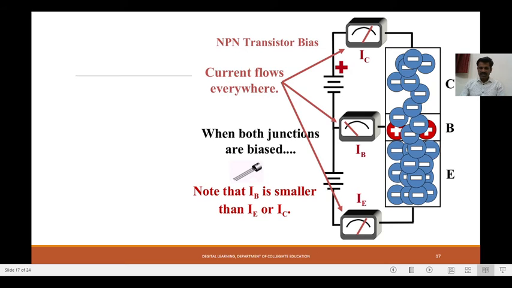One can see that the base current is small, and the collector and emitter currents are larger. So when both junctions are biased, current flows everywhere, but the base current is low and the collector and emitter currents are larger, because of the biasing, as you can observe here. So by controlling the current through the base, you can control the current through the collector and emitter. We will see that now.